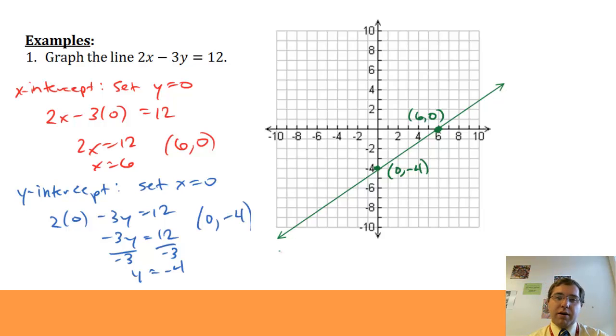You need to do that on every graph you graph in this class. The line needs to extend over your whole graph. You need to put arrows on the ends of your line to indicate that it goes on infinitely, forever. And you need to label at least 2 points on the line. You need to label and number your axes as well.